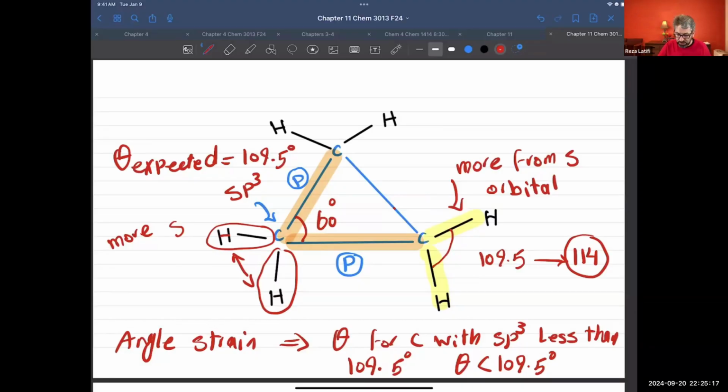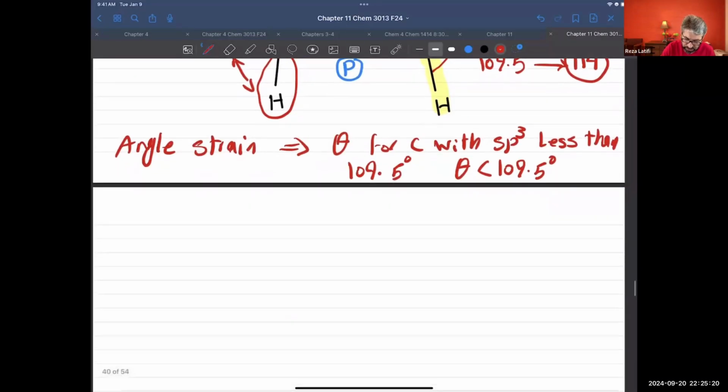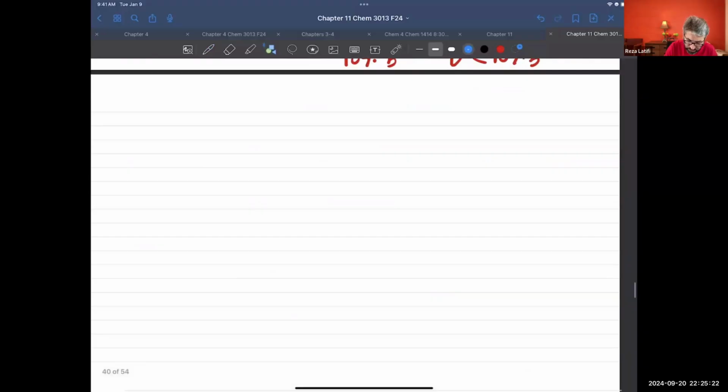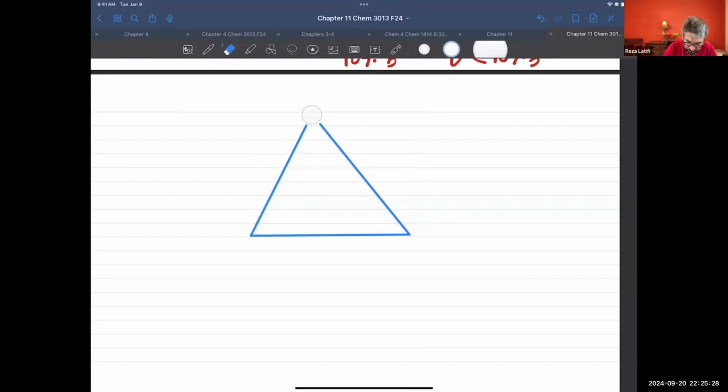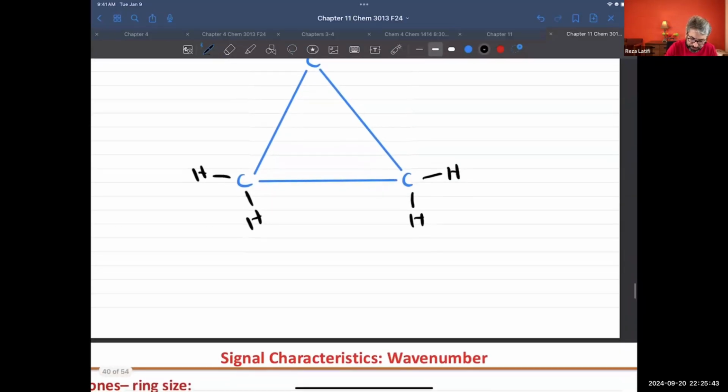Keep this one in your mind. Now I'm going to take this, and I will draw a triangle. Next, let's put here carbons. So I have carbon, carbon, carbon. We can attach two hydrogens there, two hydrogens here.